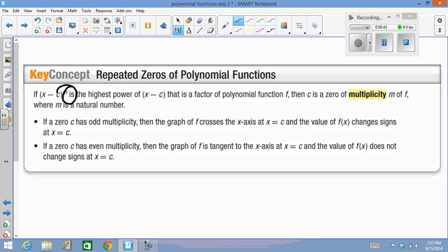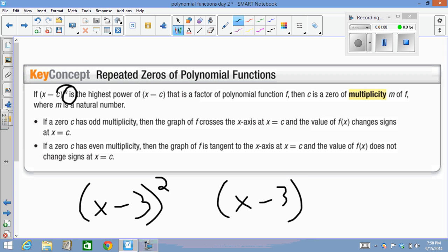Basically what that's telling us is that if I have a parenthesis, like say if I had a function that was x minus 3 squared, the multiplicity would be 2 because that's the exponent that's there. And if I had something like x minus 3 cubed, then the multiplicity would be a 3. So when we're talking about an even and an odd multiplicity, this is what we're talking about.